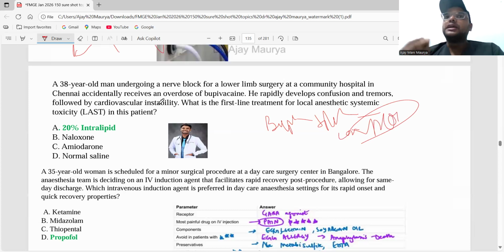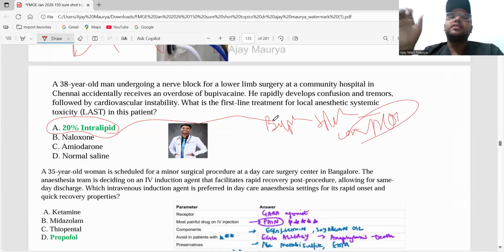Then you have to immediately give 20% intralipid solution. See, 20% intralipid solution will dissolve the bupivacaine into the normal solution. So now you have to give the intralipid.